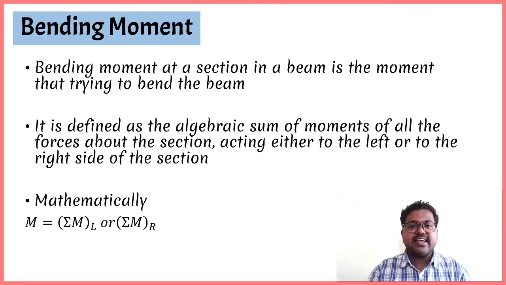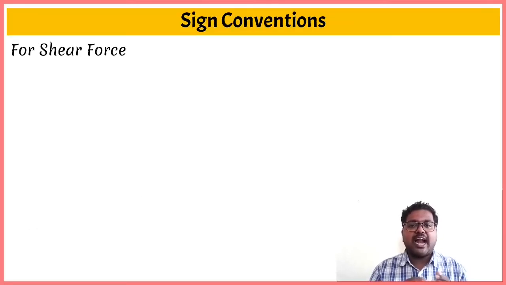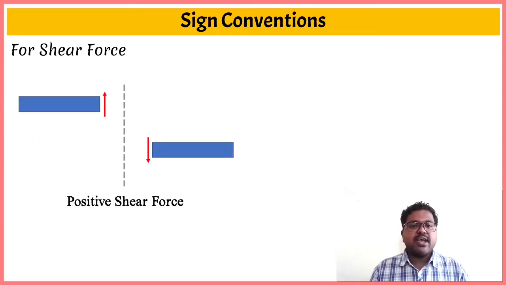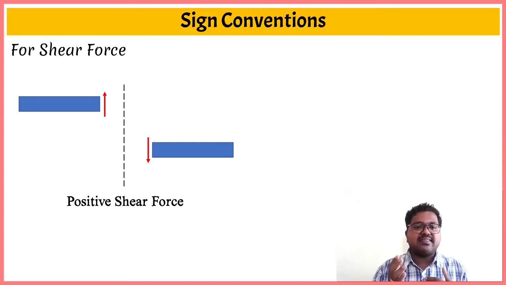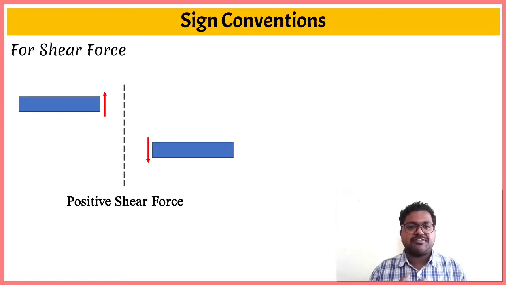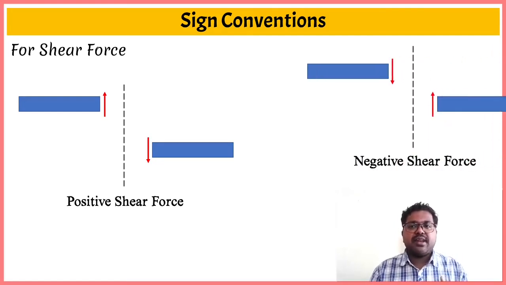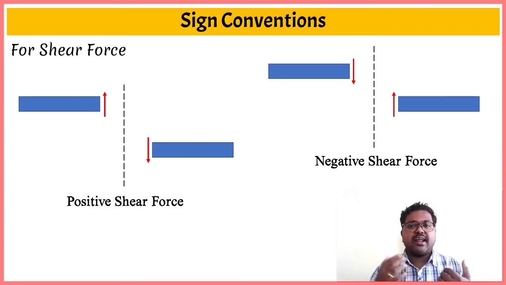So if we see the sign conventions for shear force and bending moment, for shear force, when we are considering from left side, if an upward shear force is acting, or if we are considering from right side a downward shear force is acting, we will take that as a positive shear force. And in the same way, if left side is acting downwards and right side is acting upwards, then we will take that shear force as negative shear force.